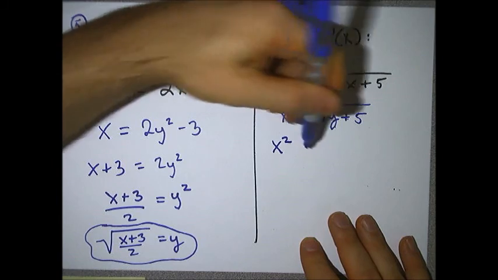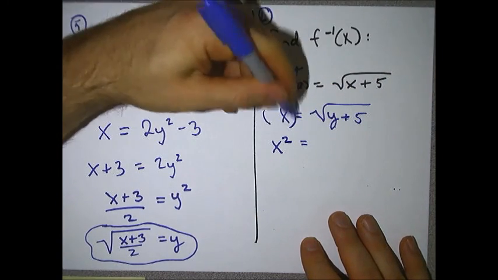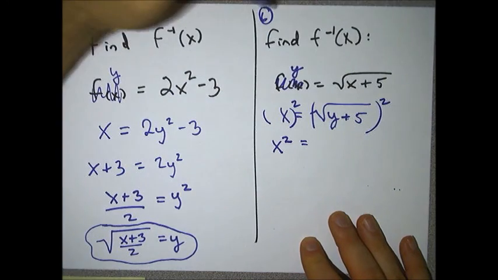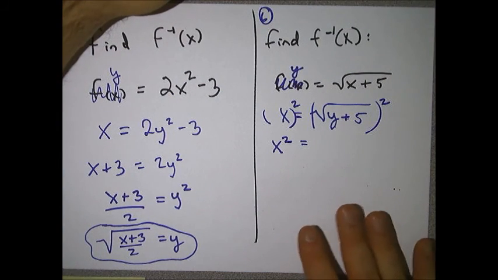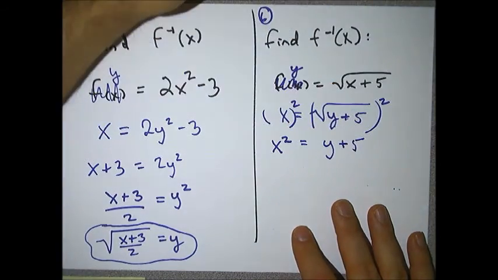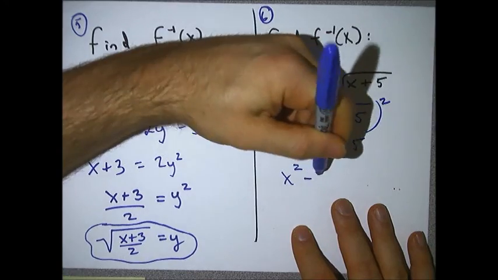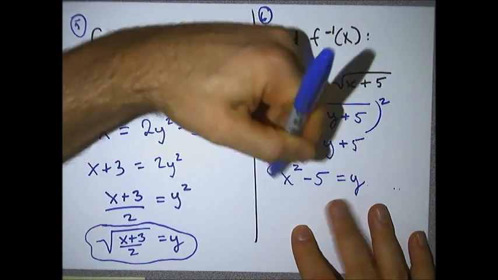So x squared is equal to, and when you square the right, what you're doing is squaring the left and squaring the right. And when you square the square root, it's gone and you're left with what was underneath. So I have y plus 5. And I just want to get to y, so I subtract 5. X squared minus 5 is equal to y.